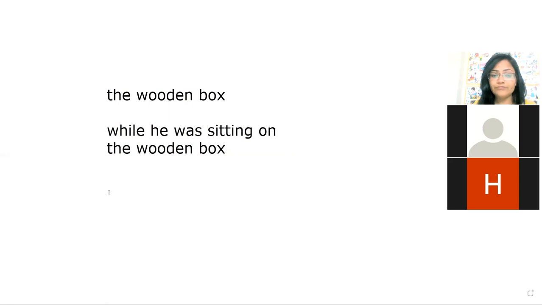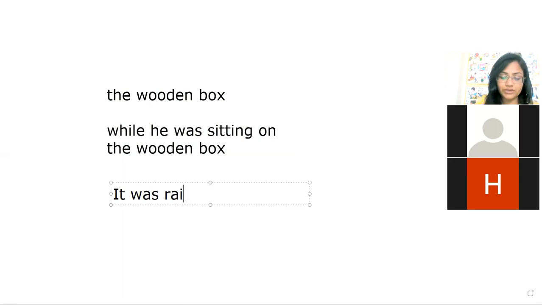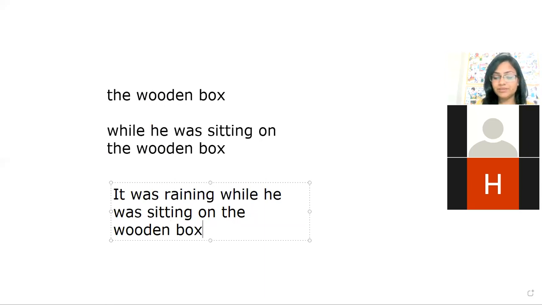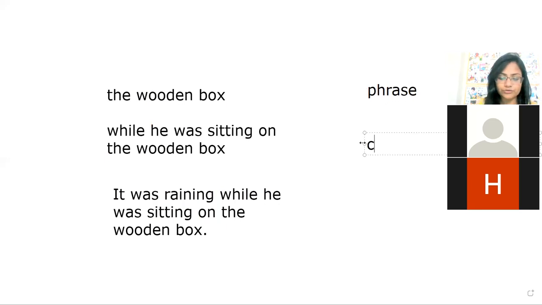Now if I write, it was raining while he was sitting on the wooden box, right? Now this makes complete sense. So the first one is just a phrase, the second one is a clause, and the third one is the sentence.